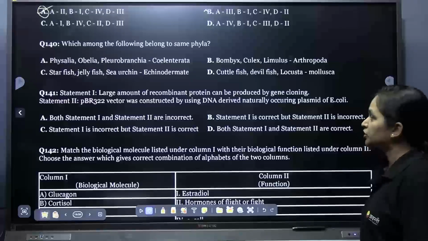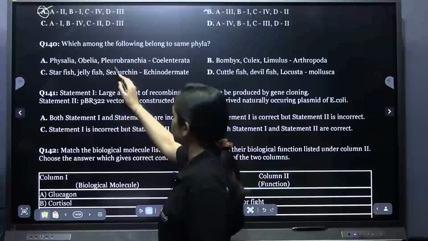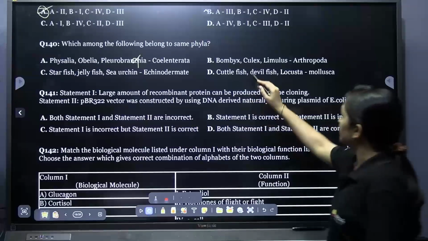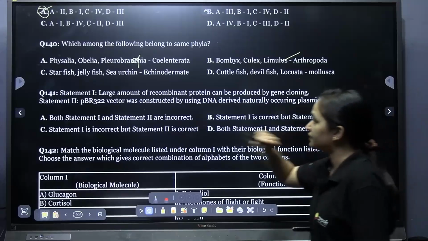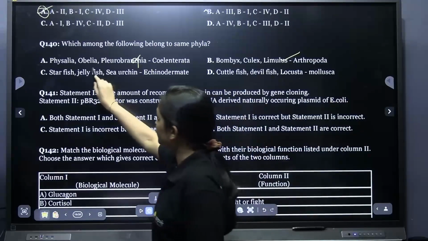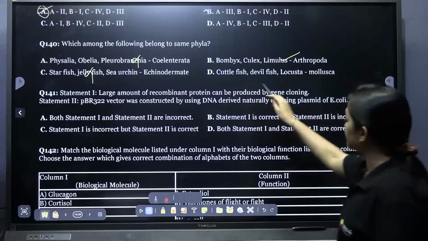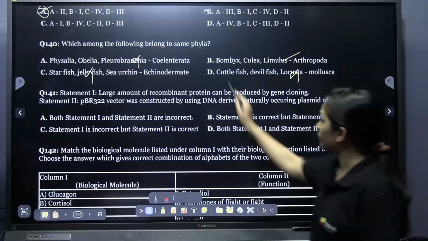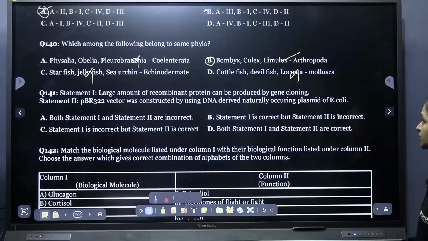Which among the following belong to the same phylum? Physalia, Obelia, no, this is actually Ctenophora. Bombyx, Culex, Limulus are arthropods, all correct. Starfish, jellyfish, sea urchin. Jellyfish is Coelenterata. Cuttlefish, devilfish, Locusta, this is arthropod. So it is B, Bombyx, Culex, Limulus all belong to Arthropoda.